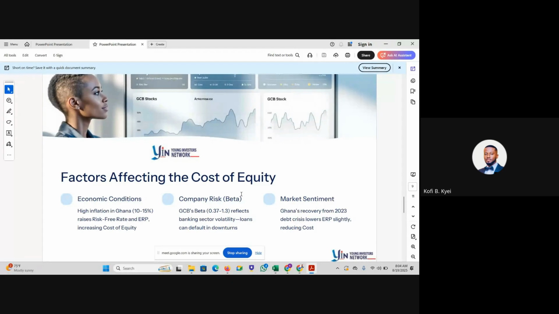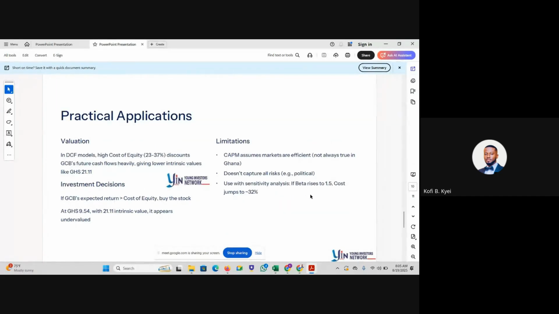Now we move to factors affecting the cost of equity. We mentioned economic factors; there's a whole lot. High inflation affects the cost of equity. If you really want to calculate the cost of equity, all these things affect it. We know that beta affects it. We know the market sentiment, the ERP, and Ghana's recovery from the 2023 debt crisis, with a lower ERP slightly reducing cost. These are the factors that affect the cost of equity. I'm going to share the slides with you, so don't worry.